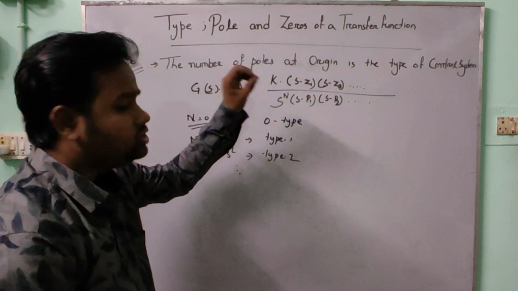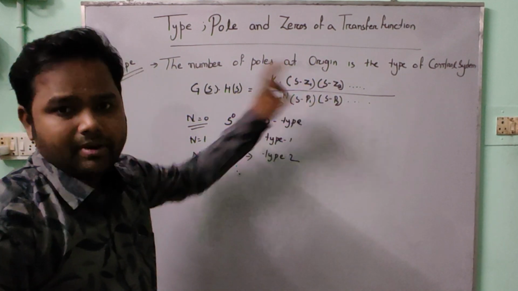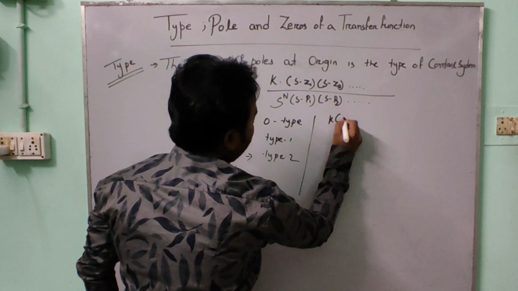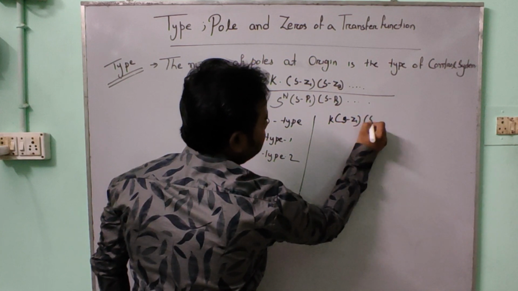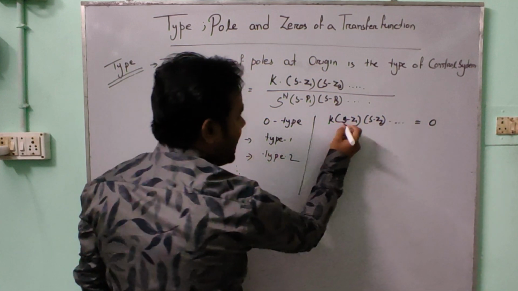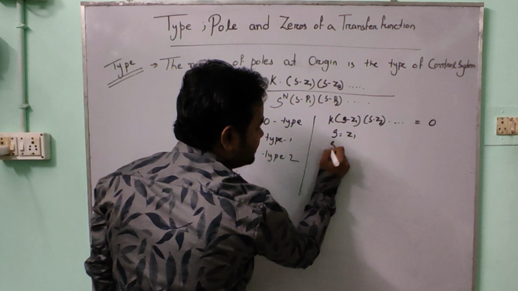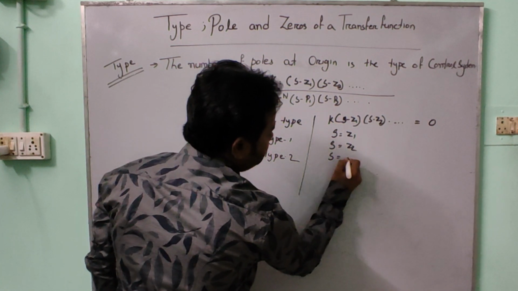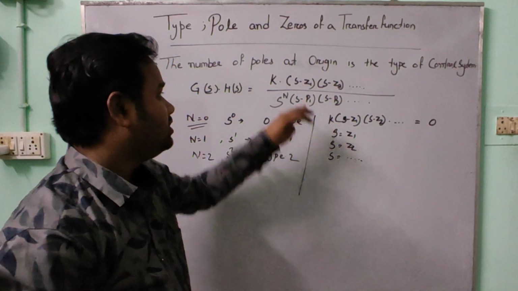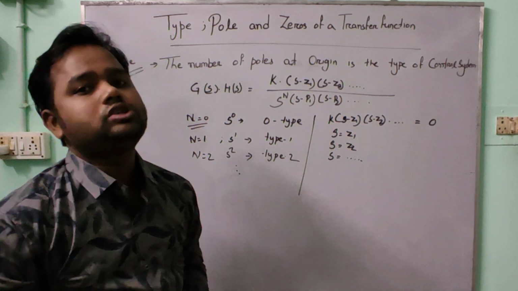Next we will go for the poles and zeros. First, zeros of control system. It means in the numerator part we have K into s minus z1 into s minus z2. If I equate it to 0, then either s minus z1 is equal to 0, so s is equal to z1, or s is equal to z2, or similarly whatever the answer may be. The values of s obtained by equating the numerator part to 0 are known as the zeros of control system.